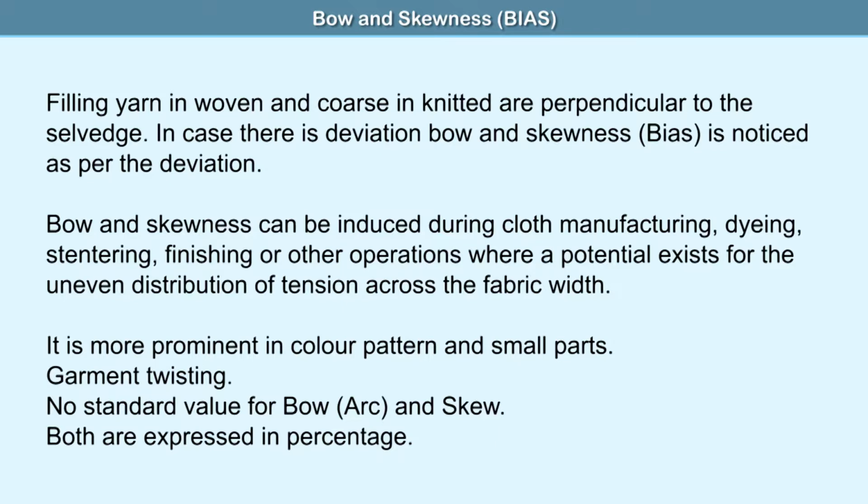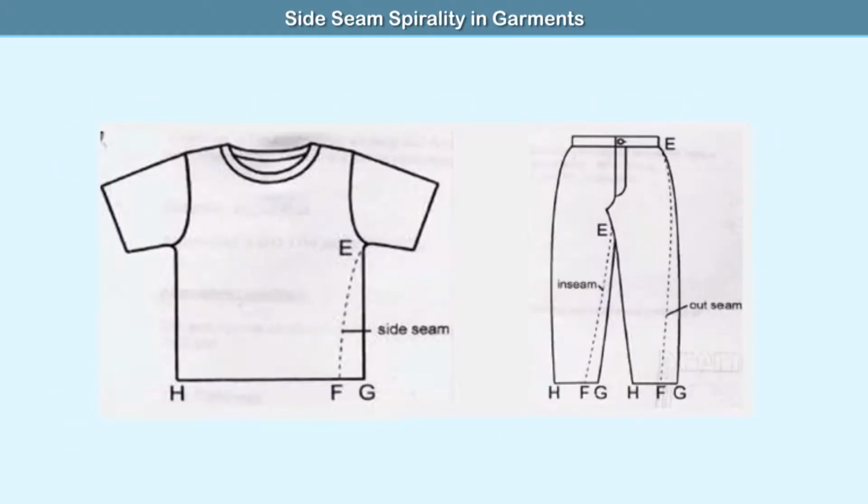Garment twisting. No standard value for bow, arc, and skew. Both are expressed in percentages. So here we see the skewness in the images given.